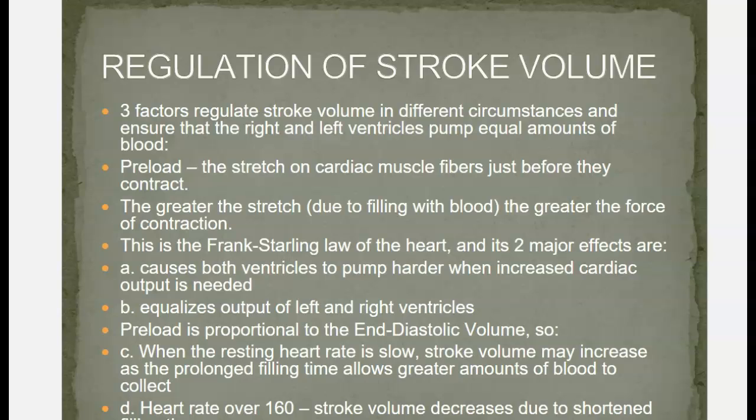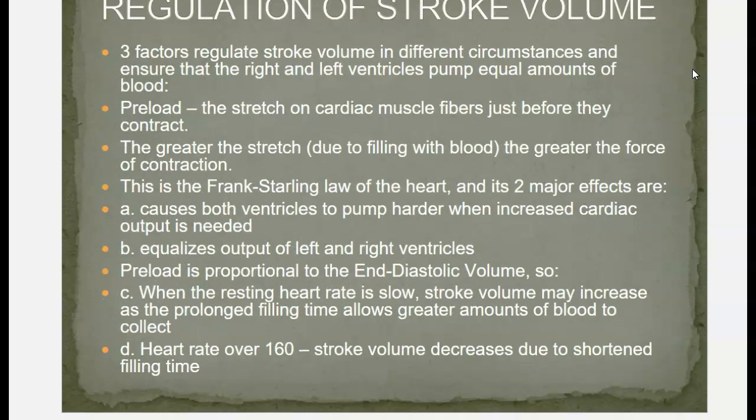And then the things that affect the stroke volume: the preload, the stretch, and the things that affect the preload. You see it's two big ones, the Frank-Starling law. The heart ventricles pump harder when you need more blood, when the cardiac output is needed. And then there's also this equalization of output. The right and the left pump the same amount. They just pump them to different areas.